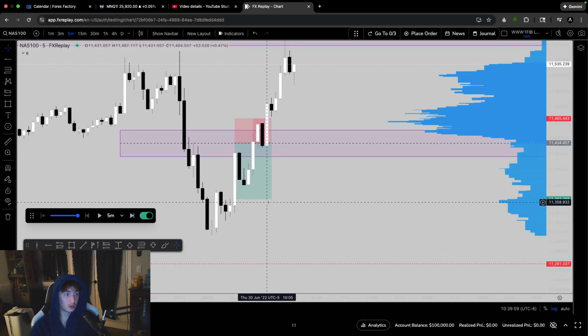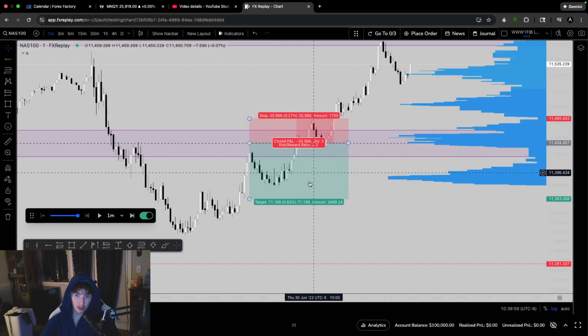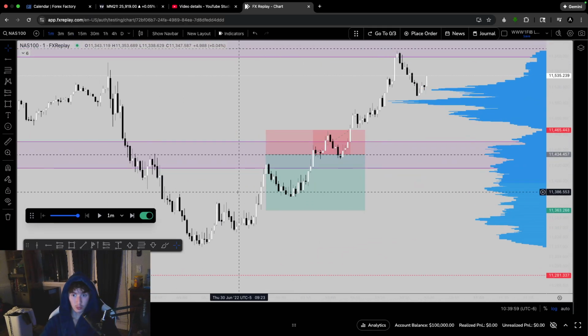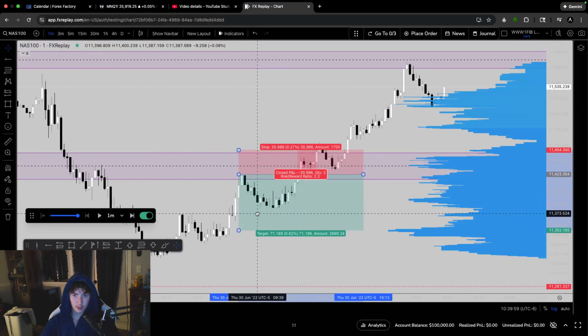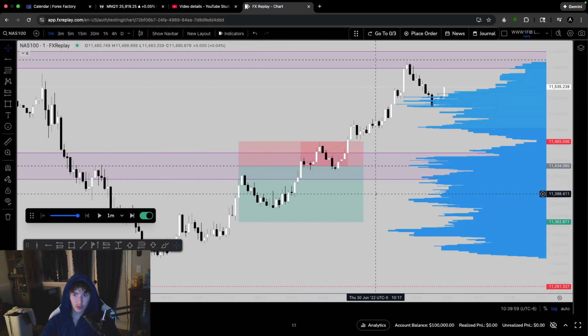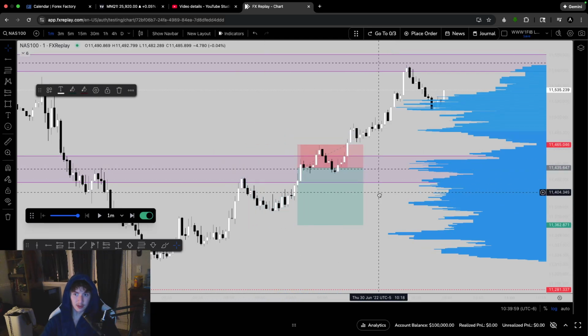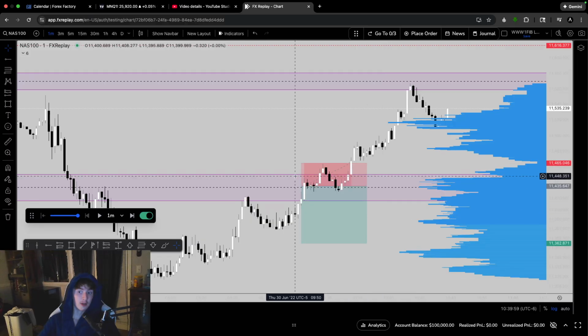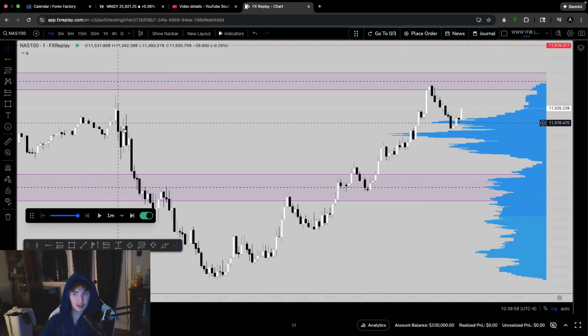Ooh. That low key worked. Low key. Very low key though. Oh, actually it never even hit the area. So we would have entered right here, and then it would have gone straight to stop loss. So actually that didn't really work. If I'm being completely honest with you, it did not work.